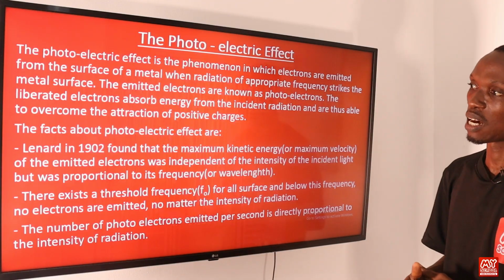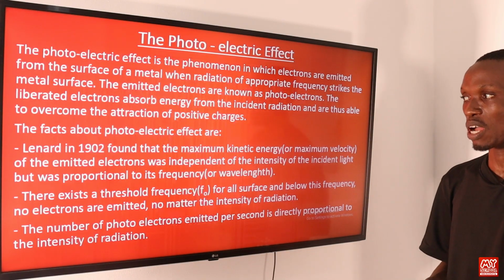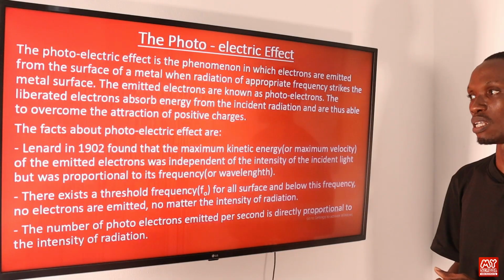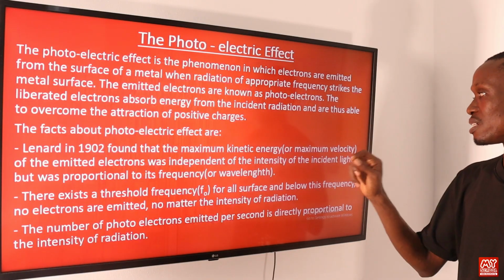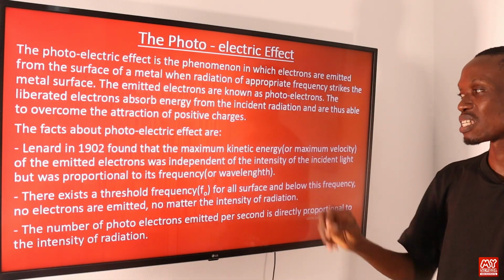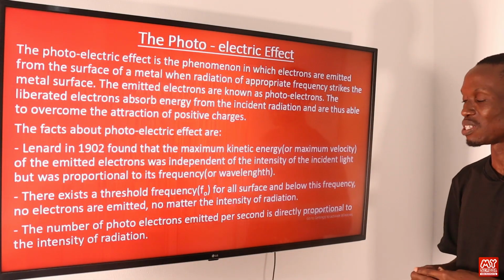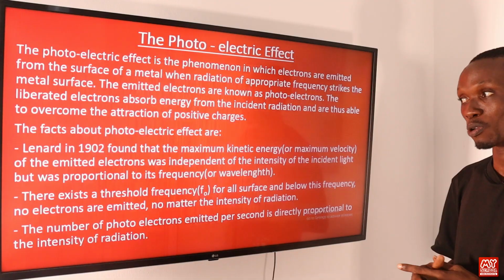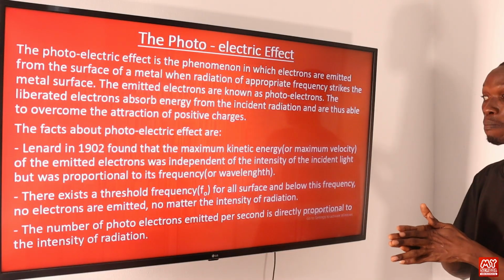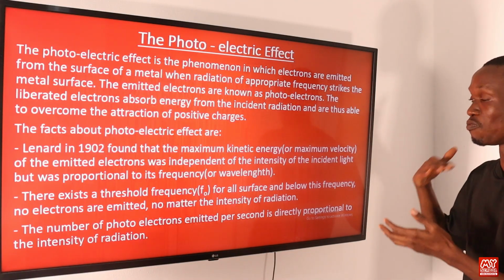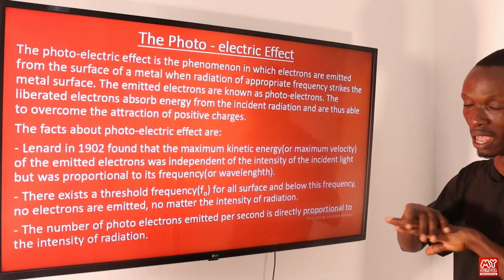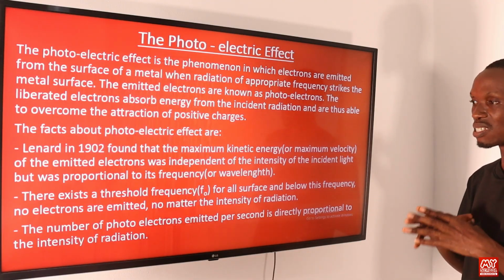One of them is that Lenard in 1902 found that the maximum kinetic energy or maximum velocity of the emitted electron was independent of the intensity of the incident light but was proportional to its frequency. Please take note that this part is very, very important. Meaning that the higher the frequency, the higher the maximum kinetic energy or the maximum velocity. But this maximum velocity or maximum kinetic energy does not depend on the intensity of the incident light.